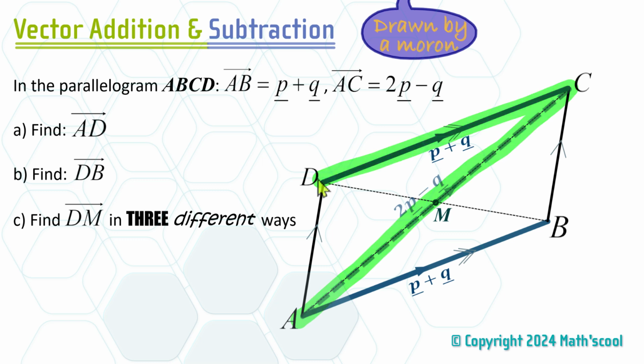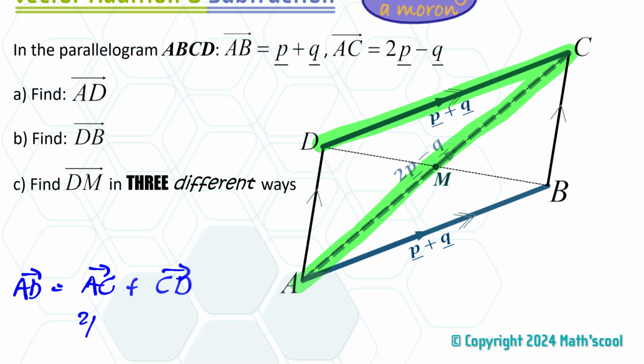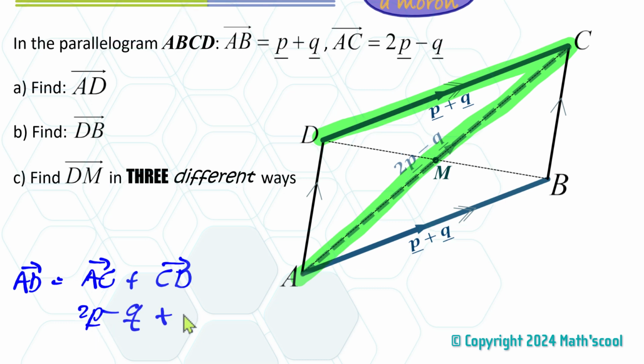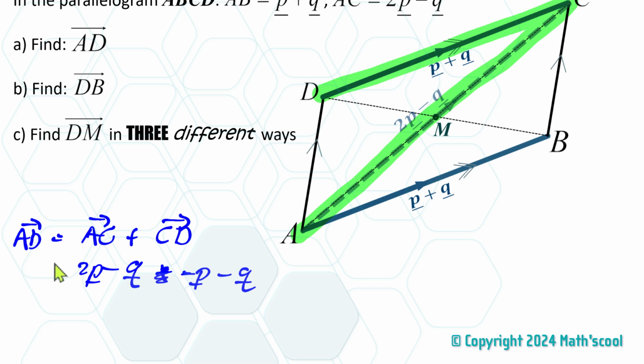Okay, so my vector from A to D is going to be A to D equals A to C plus C to D. And A to C I can see is 2p minus q. So that's going to be negative p minus q. So negative p, negative q. Okay, so that gives me A to D is 2p minus p, which is p, and minus q gives me minus 2q. So this is p minus 2q.